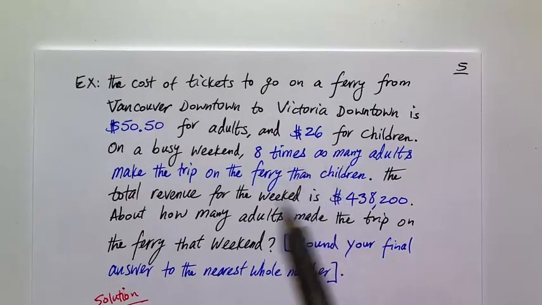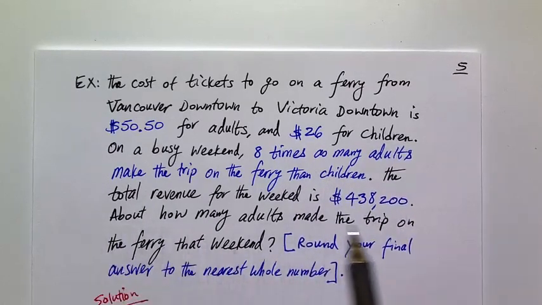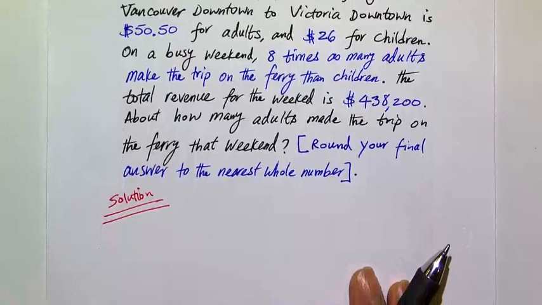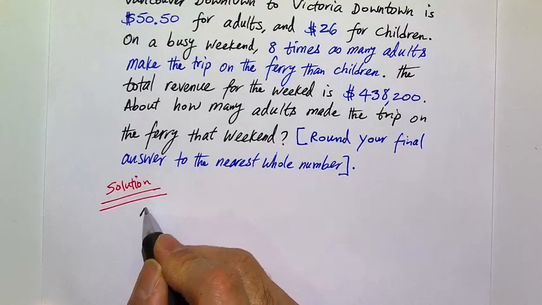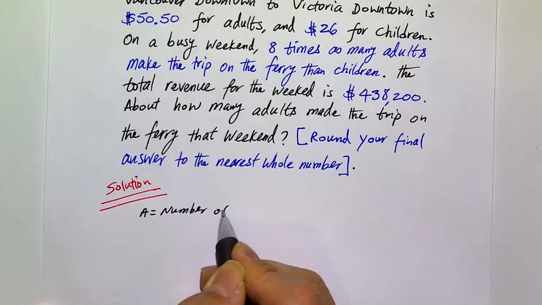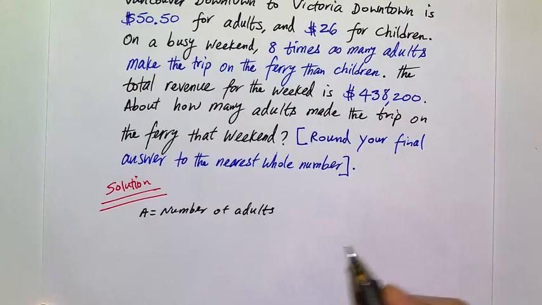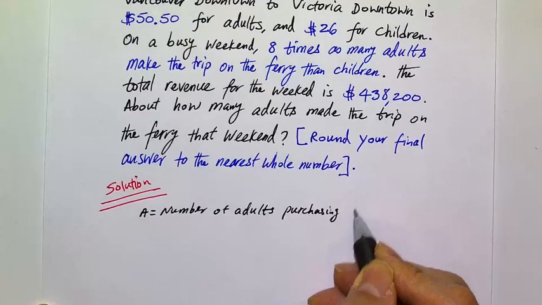So let's make sure that we understand this, right? I'll come back to this. But if we read this, I just want us to get a feel for what is the unknown that they're asking us to find. There it is. It says about how many adults made the trip on the ferry that weekend. As soon as you know what's the unknown that you're looking for, give it a variable. So we're going to say A represents the number of adults, or adult tickets purchased.